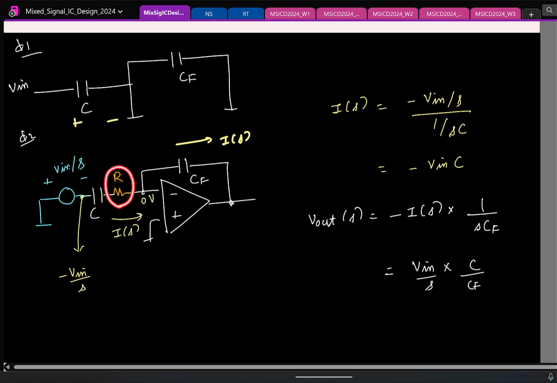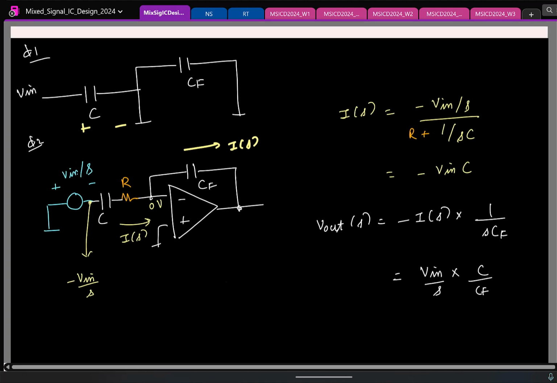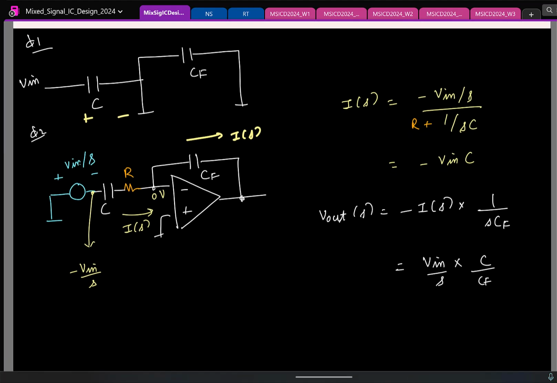If I add an on resistance, what will change in this? The current will now have R plus 1 by SC, and then you can solve. But in most cases we will be worried only about the settled value, so we'll ignore on resistance and directly do charge conservation.